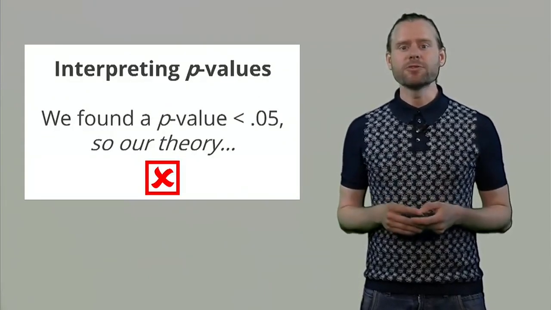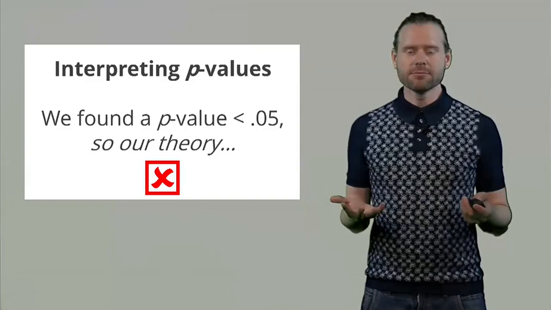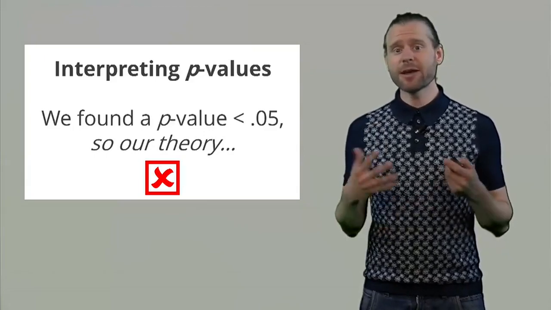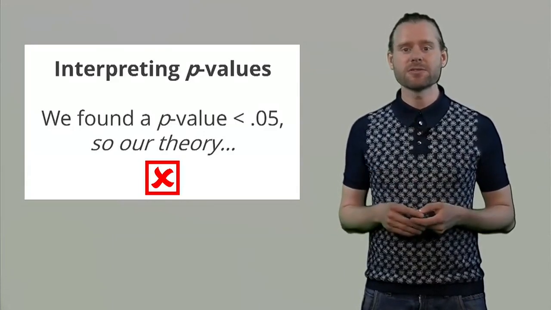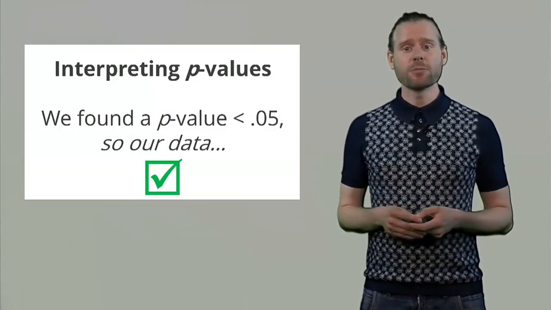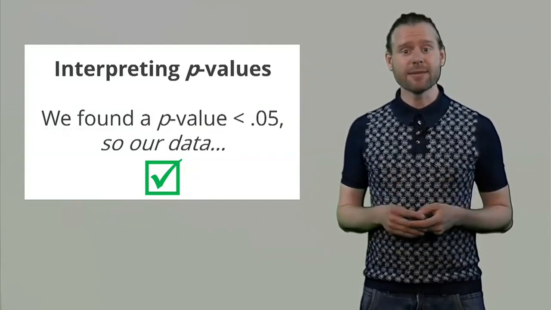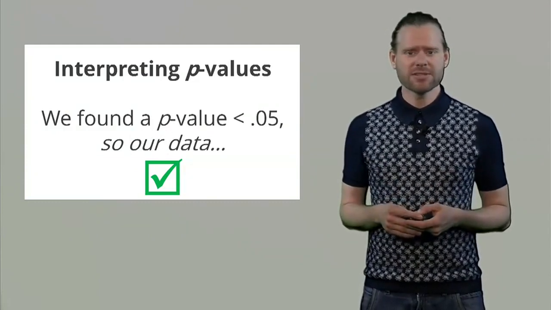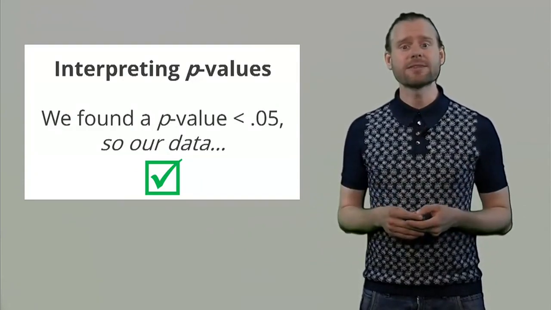When you interpret p-values and you want to write something about what you found, you should not write, we found a p-value smaller than 0.05, so our theory. Because if you do this, you're making a statement about a theory based on a p-value. And you shouldn't do this. The correct way to discuss a p-value smaller than 0.05 is to say, we found a p-value smaller than 0.05, so our data. You make a statement about the data, because that's what the p-value relates to. You might say something like, so our data is in line with some idea that you want to test.